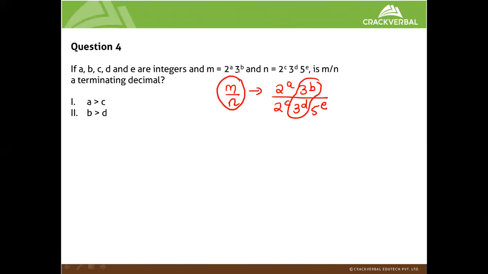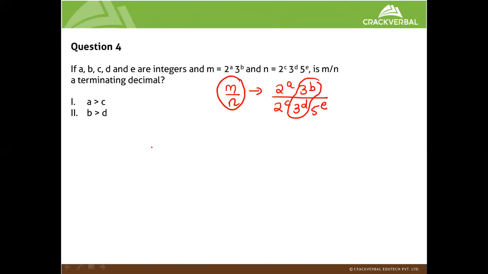So what I need importantly here, if I analyze this question, is for M by N to be terminating, I need some piece of information which cancels out the 3 in the denominator. And if I have some piece of information which cancels out the 3 in the denominator, I can definitely say that M by N is a terminating decimal. I don't need to worry about the 2's or the 5's, because for a terminating decimal, the denominator has to contain only 2's and 5's.